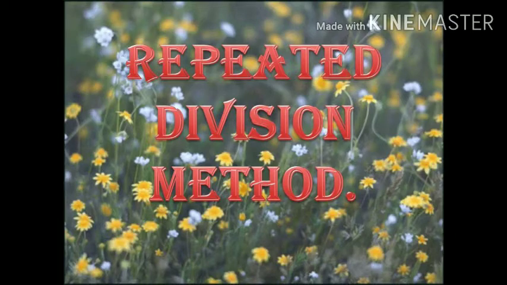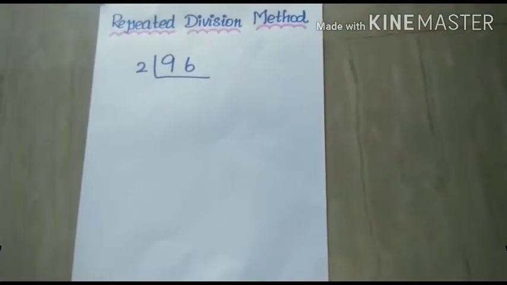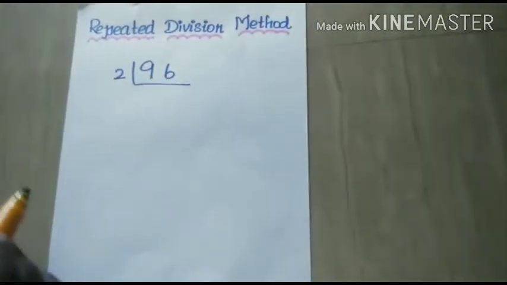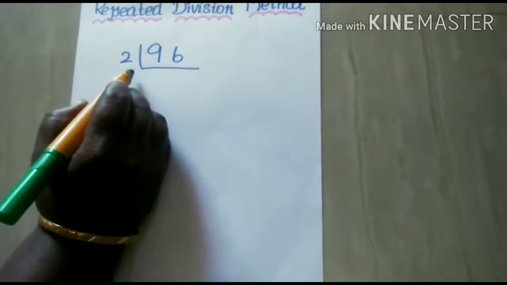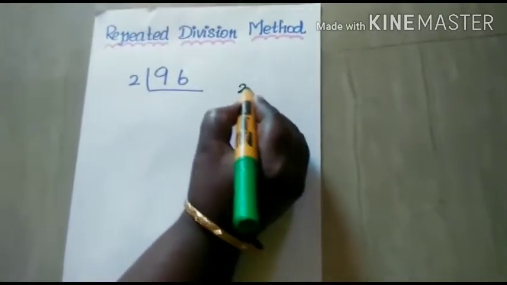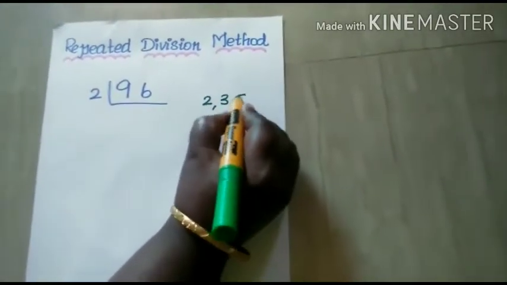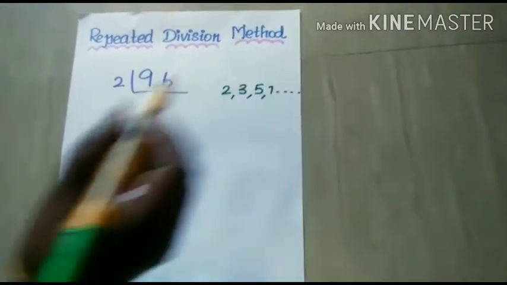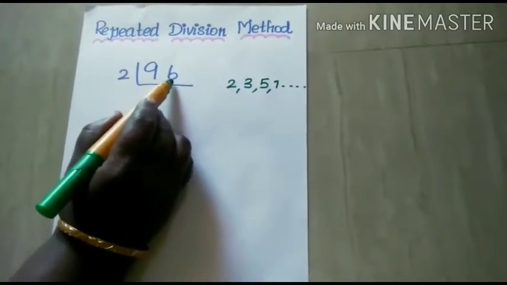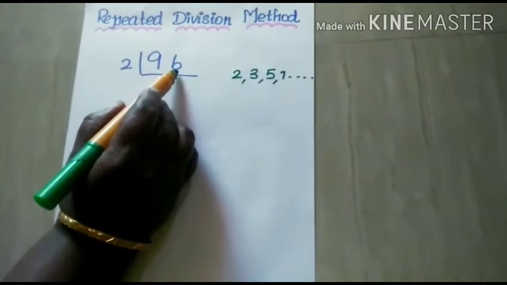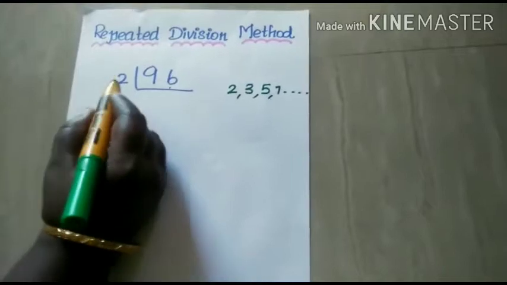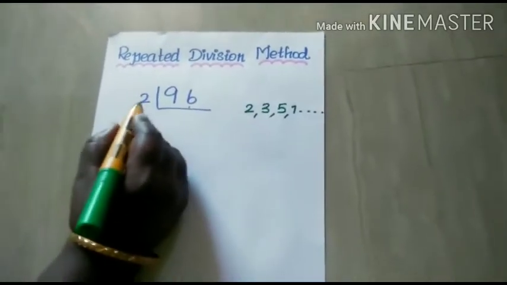Now let us see about the repeated division method. Children, here we are going to do the prime factorization by using the repeated division method. Now here, whenever you are doing the division method, you have to use only prime numbers. What are the prime numbers? 2, 3, 5, 7, etc. It goes on. And before doing, you observe the number here. What is the number? It is an even number. So whenever you see an even number, you have to use the number 2. Now starting from 2, let us do it now.